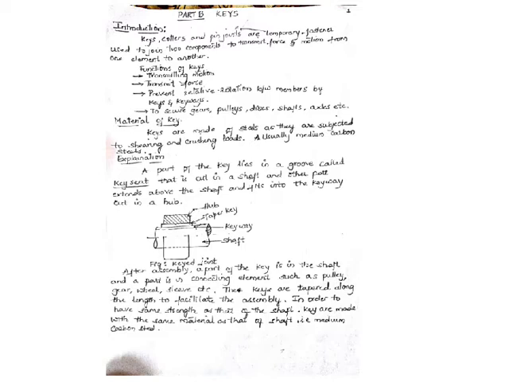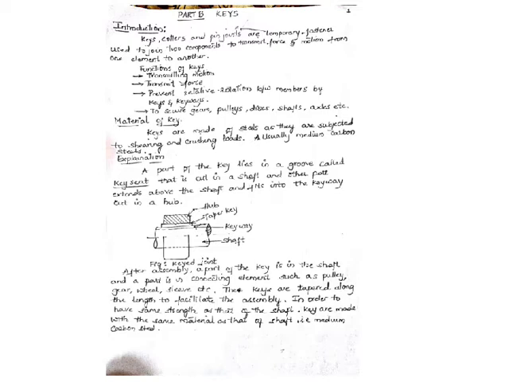A part of the key lies in a groove called the key seat that is cut in the shaft, and the other part extends above the shaft and fits in the keyway that is cut in the hub. After assembly, a part of the key is in the shaft and a part is in connecting elements such as pulley, gear wheel, sleeve, etc. The keys are tapered along their length to facilitate assembly. For easy assembling, usually the keys are made tapered.